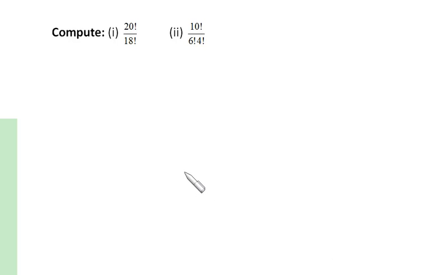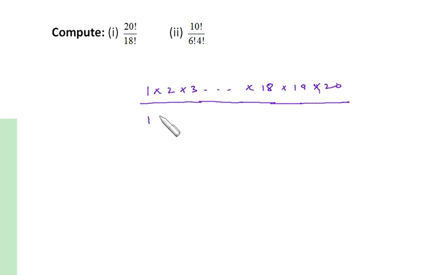Now friends, let's do one or two problems on calculation of factorial. See, here we have to compute 20 factorial by 18 factorial, right? Now it's a very simple thing. 20 factorial is what? It's 1 into 2 into 3 till 18 into 19 into 20, right? And divided by 18 factorial. Now what is 18 factorial? 1 into 2 into 3 till 18, right? So all the terms till 18 will get cancelled, right? So we are left with 19 into 20, right?